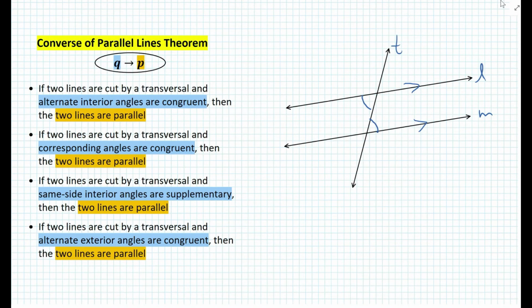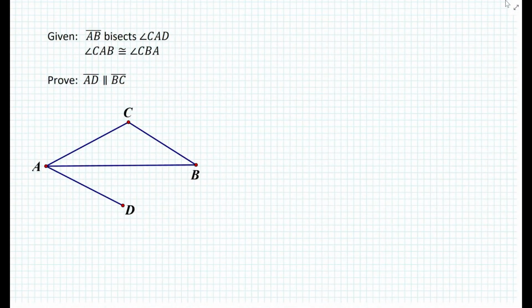Well, it turns out that they're all true, and that's why we call them the converse of the parallel line theorems. Even though we call them like this, you still need to write them all out in the statement reason table, as shown here. Okay, so let's look at an example now.